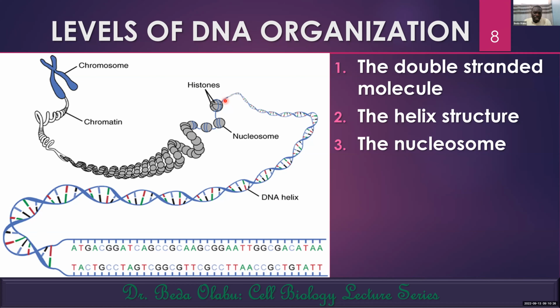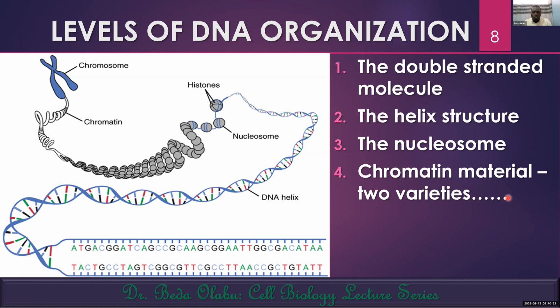The helix structure that has gone around histone protein twice makes what we call the nucleosome. So a nucleosome refers to the DNA helix that has gone around a histone protein twice. Several nucleosomes are compacted together to form the chromatin material. And that's the form within which DNA usually exists in most of the cells in the body.